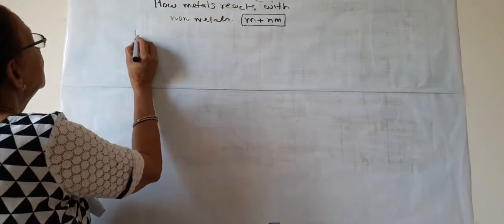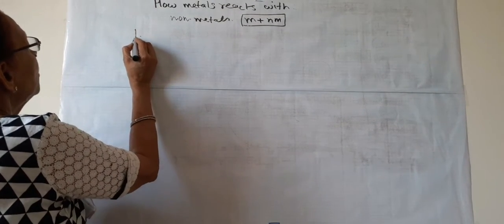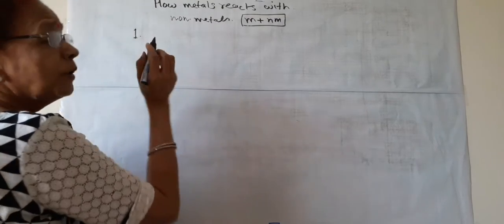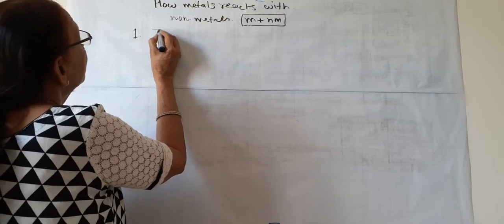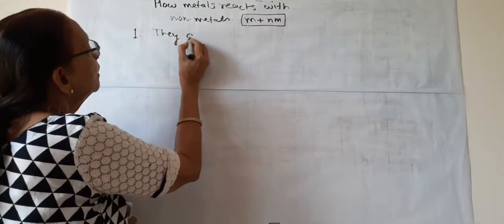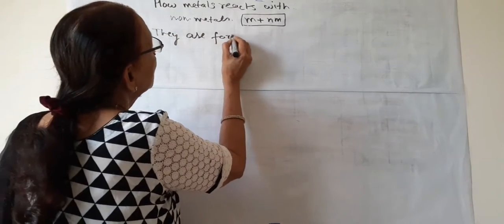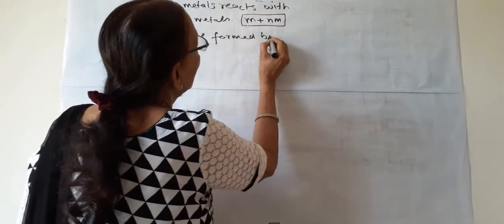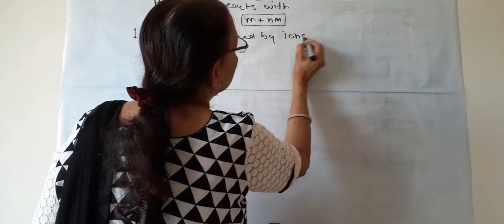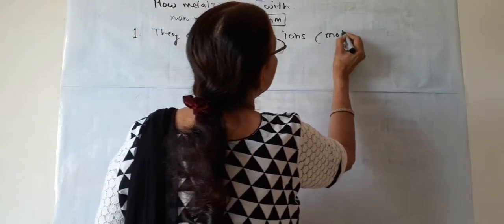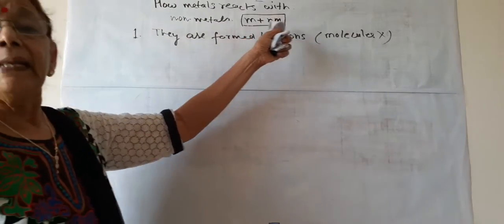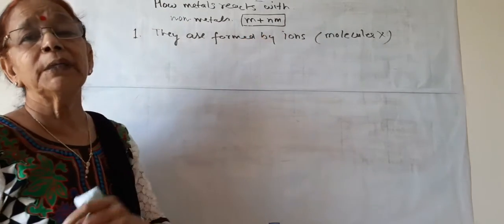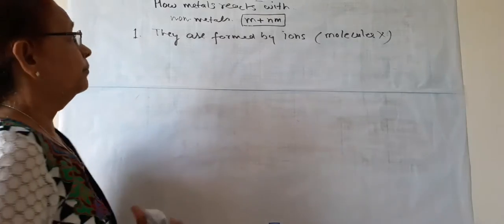One is, they are not molecular. So we should write they are formed by ions and they are not formed by molecules. We know cation and anion together form these ionic compounds.